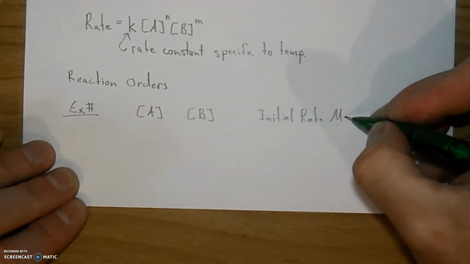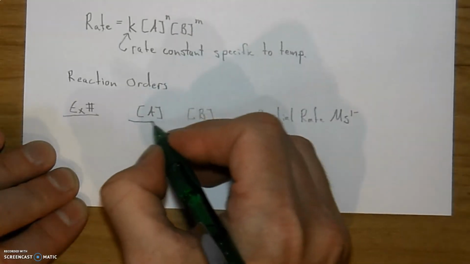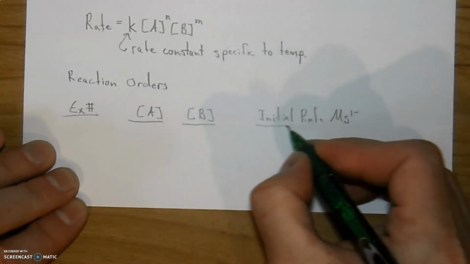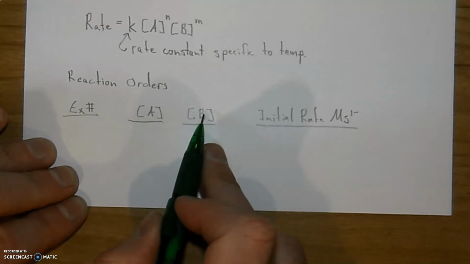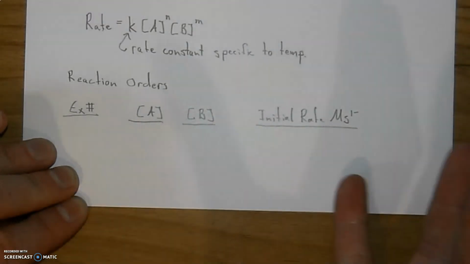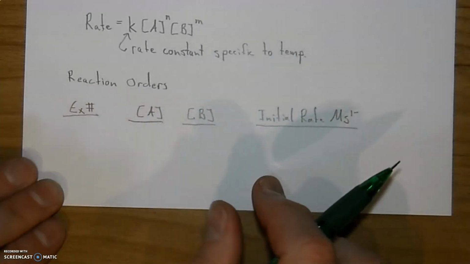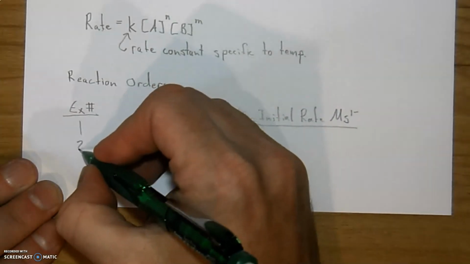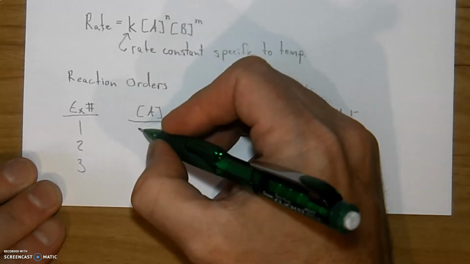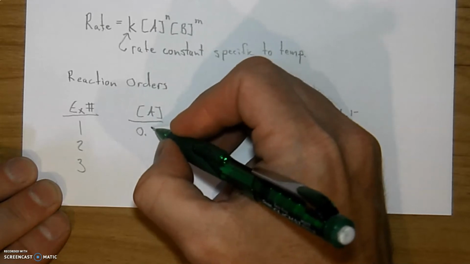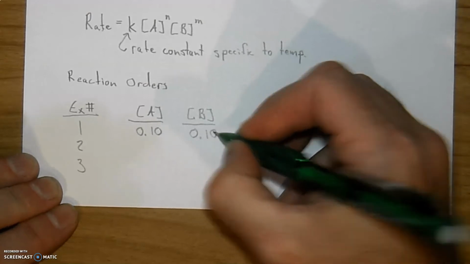Know that a reaction's speed is always going to be fastest at the very beginning because I have the most stuff available. As the reaction proceeds, the speed of the reaction will slow down because you have less of your reactants available. That makes sense. Okay, experiments 1, 2, and 3. For A, I'm starting off with a concentration of this and a concentration of this for B.